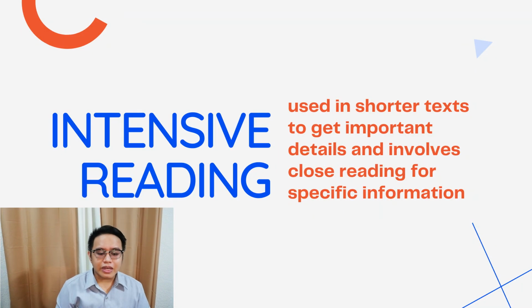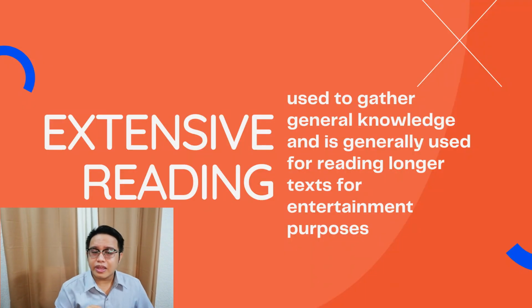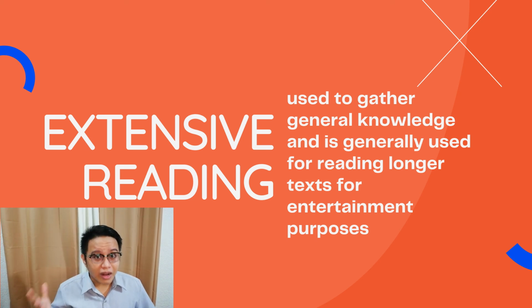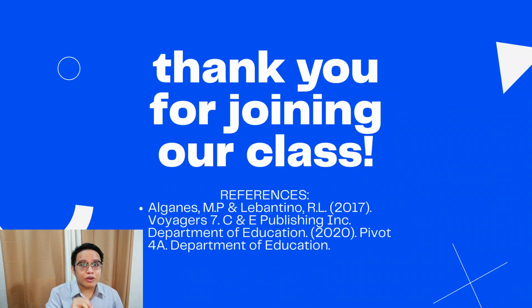The intensive reading is for shorter texts. Let's say, for example, an article on the internet, and we use close reading. So we read it word by word. Now, extensive reading is still word by word, but we use it to gather general knowledge, like non-academic knowledge, and we use it for entertainment purposes. So I hope you got that clearly.